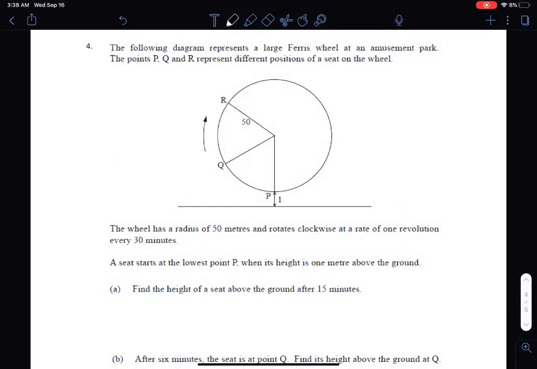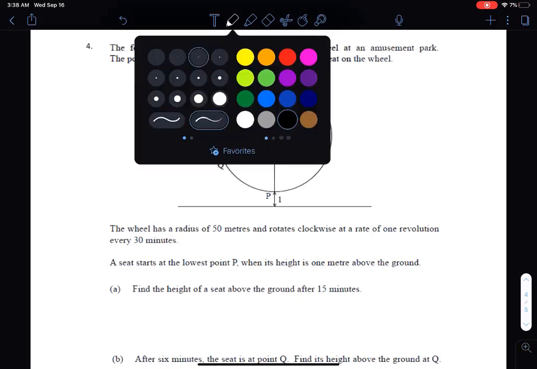Number 4. The following diagram represents a large Ferris wheel at an amusement park. The points P, Q, and R represent different positions of a seat on the wheel. As you can see, this is kind of a long question. This is a paper 2 question. You would get about 15 minutes on average to do a question like this. So we're just going to pick this apart and figure out what they're telling us.